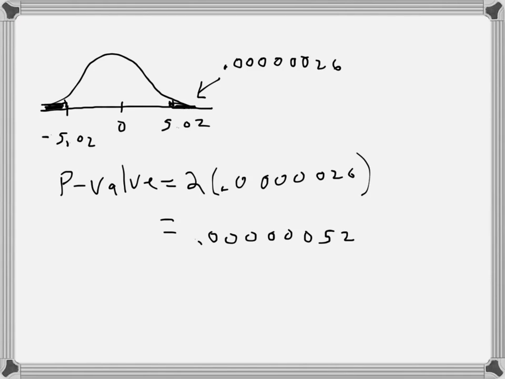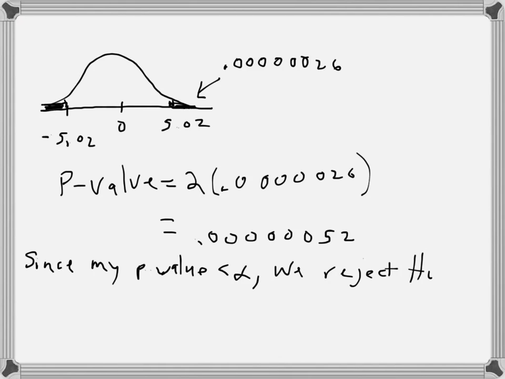So, lastly, I could safely conclude, since my p-value is so small, since my p-value is less than alpha, we reject the null hypothesis. There is convincing evidence.